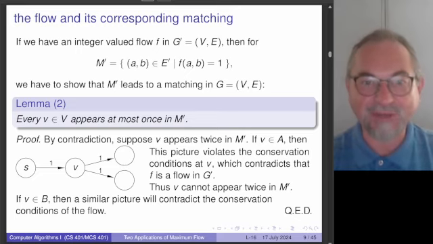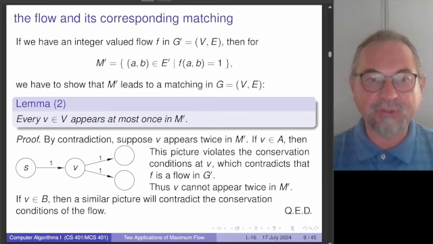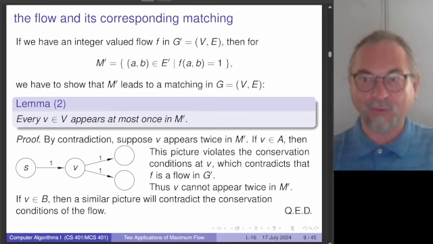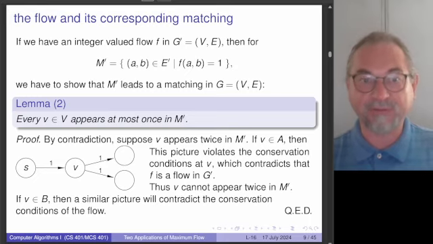So every vertex appears at most one time in our matching that is constructed, that is defined from the flow. Suppose that it would not be the case, so we will prove this by contradiction. Suppose that any vertex would be connected to 2 vertices. So this would give you a larger flow. Why not do that? Well, actually, this would then violate the conservation conditions. That's the solution of exercise 1.